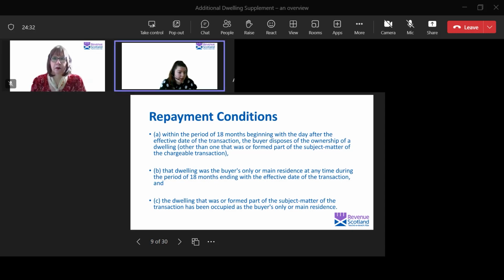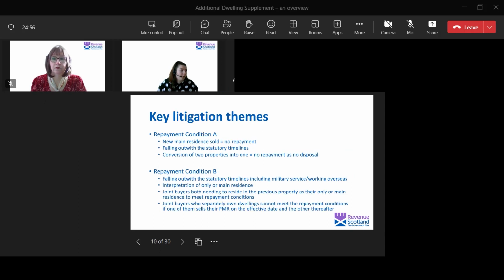The second condition here is that the dwelling that you have sold must have been your only or main residence during 18 months before the effective date of the transaction. And lastly, the dwelling that you have purchased needs to have been occupied as your only or main residence since. So those are the paragraph 8 repayment conditions.